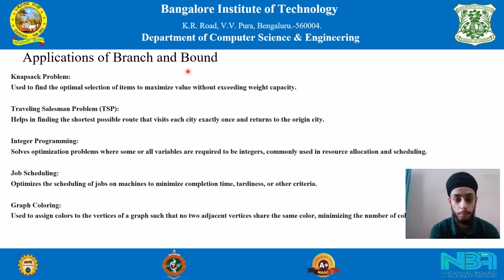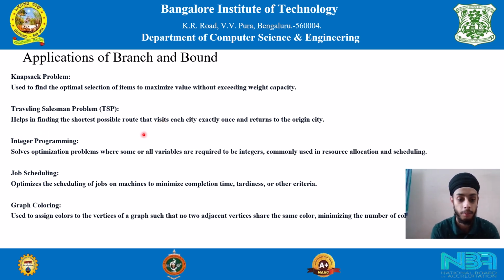What are the applications of branch and bound? First, the knapsack problem, which we have discussed, helps us to find the optimal solution using branching and bounding, including the items, excluding the items, and finding the upper bound to maximize the value. And second, we have the traveling salesman problem. If we are moving to a city and there are two routes, one longer and the other shorter, which will be selected? This helps us find the shortest path to reach that city.